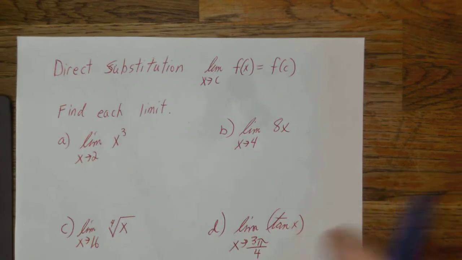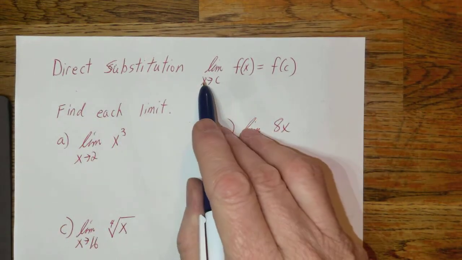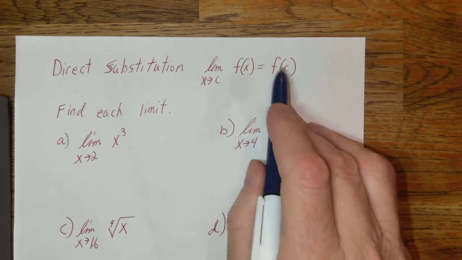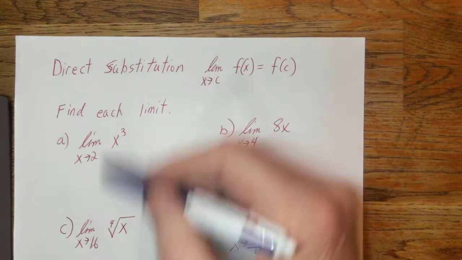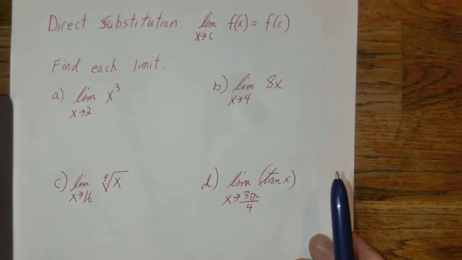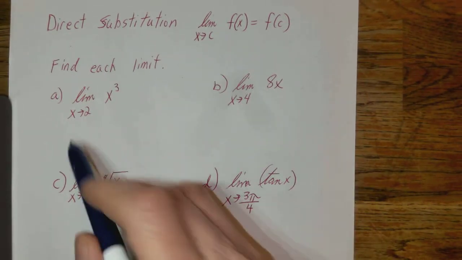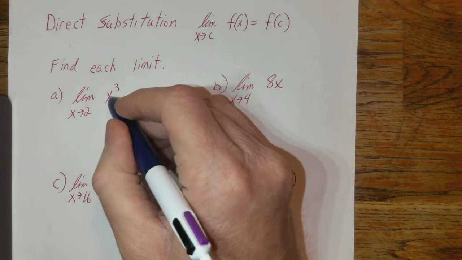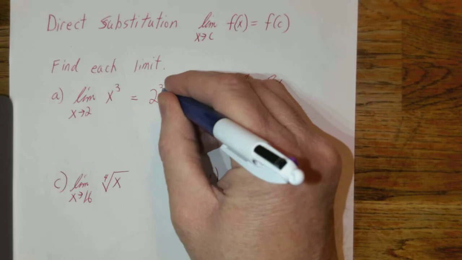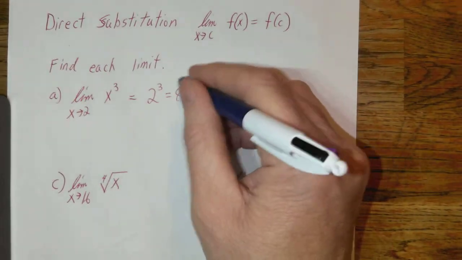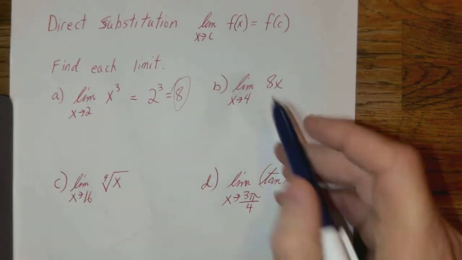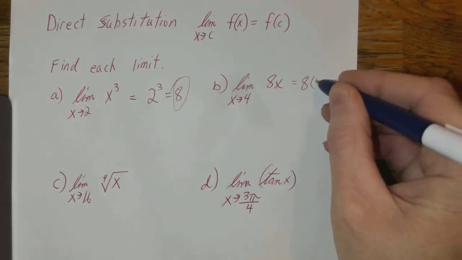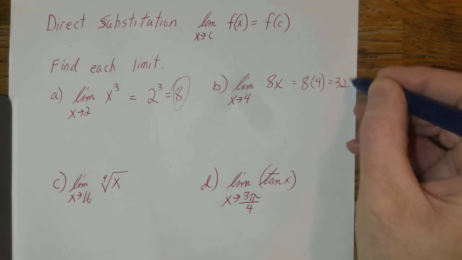Now, we have a thing called direct substitution. So the limit as x approaches c of f of x is f of c. You plug the c into the function and get the answer. So let's look at a few of those examples. Now on A, the limit of x cubed as x approaches 2, we take the x out, we put the 2 in, is 2 to the 3rd power, and the answer is 8. The limit of 8x as x approaches 4 is 8 times 4, which is 32.